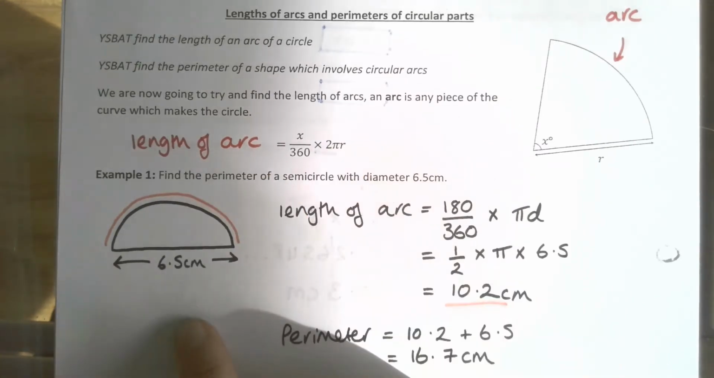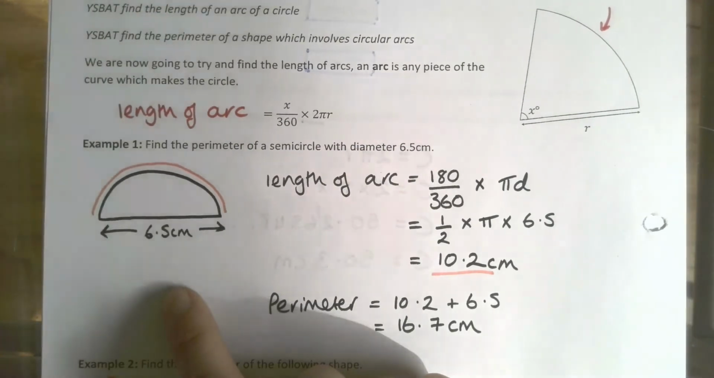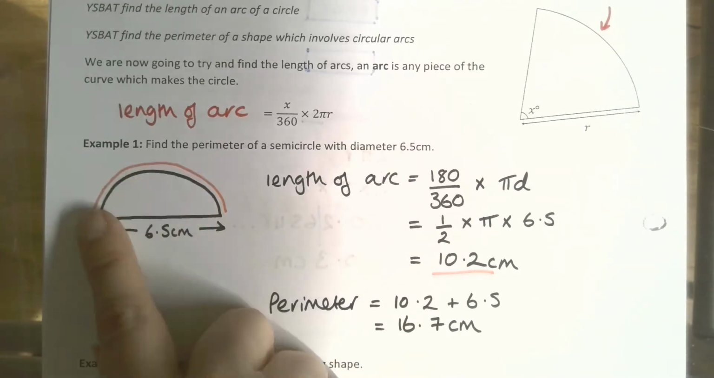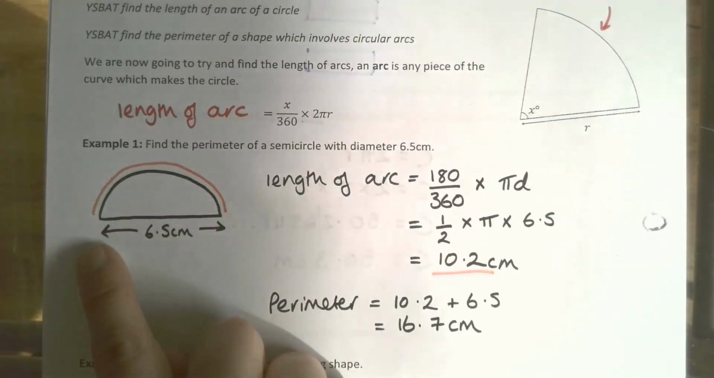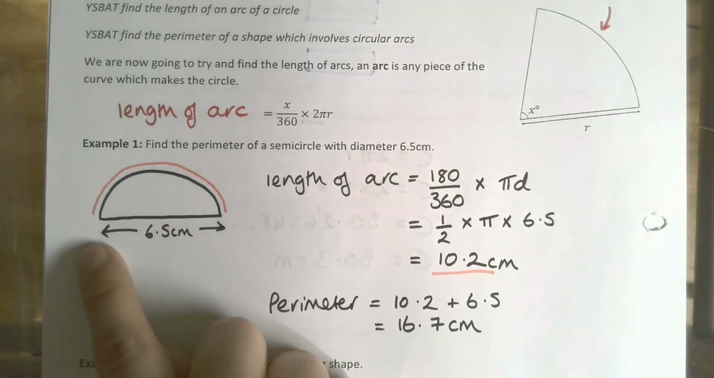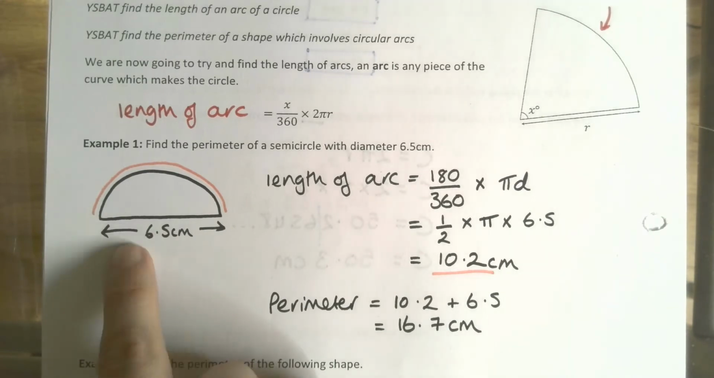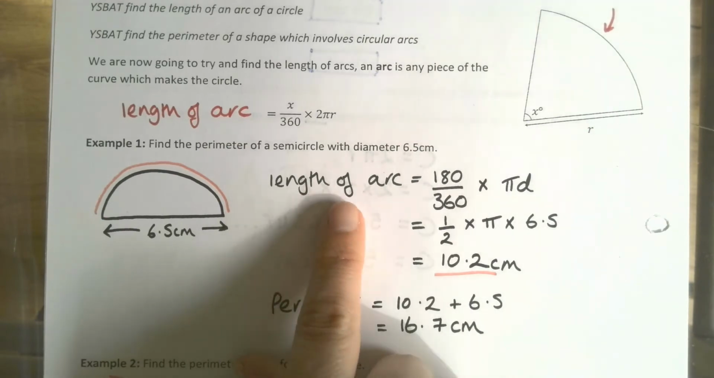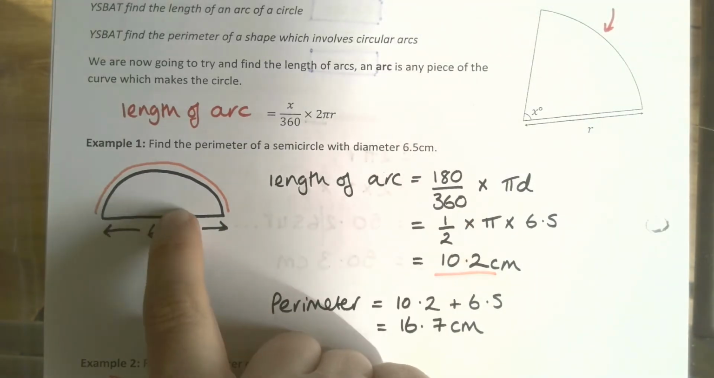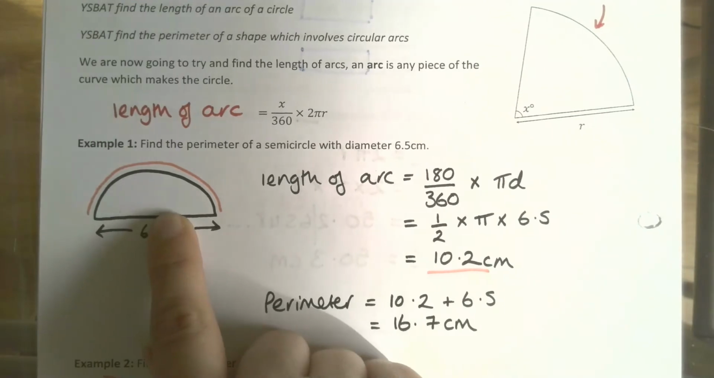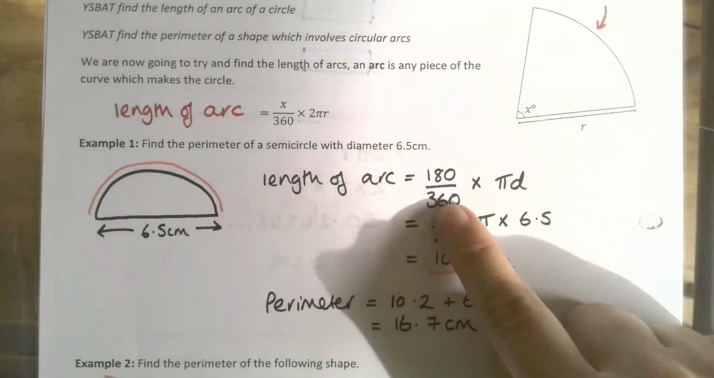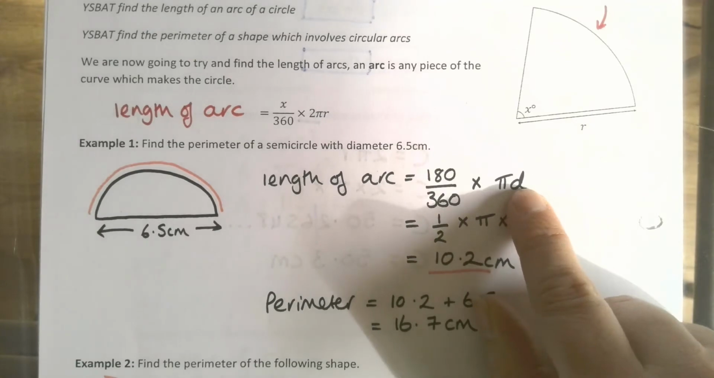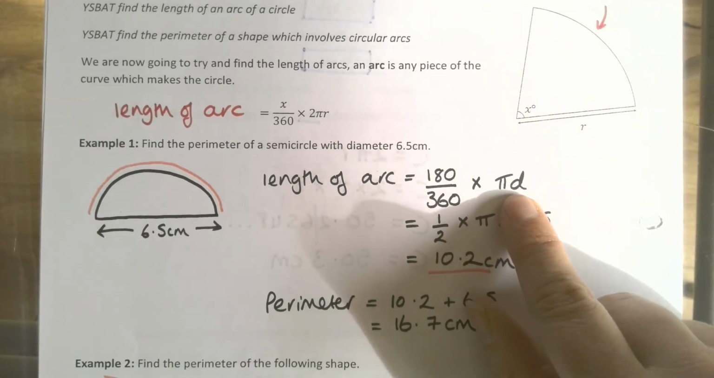So let's look back at this first example here. Find the perimeter of a semicircle with diameter 6.5. Because they hadn't given me the circle in the question, I drew it out, because it's always easier to picture what's going on if you draw it out. So we've got a semicircle, the diameter was 6.5. Using this rule from up here, the length of the arc is equal to the angle that we have. This angle here is a straight line, so this angle is 180 degrees. So 180 over 360 multiplied by the full circumference, which in this case, because they've given us the diameter, is pi d.